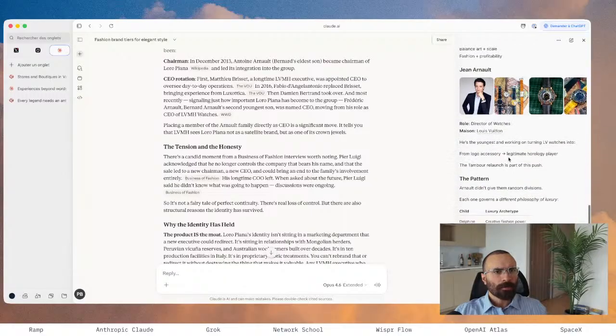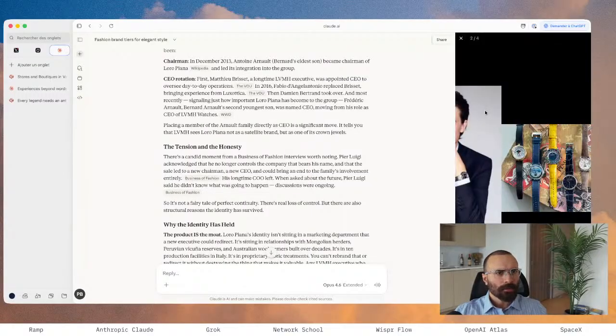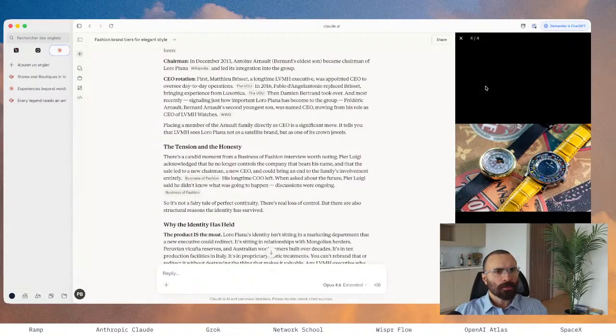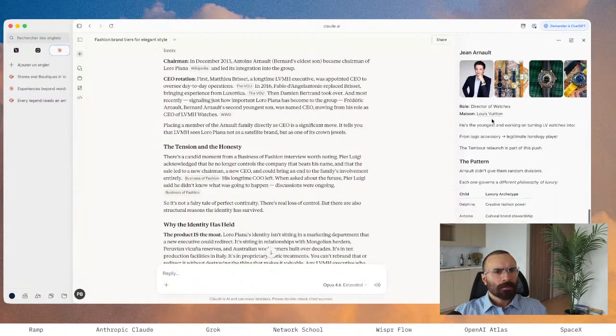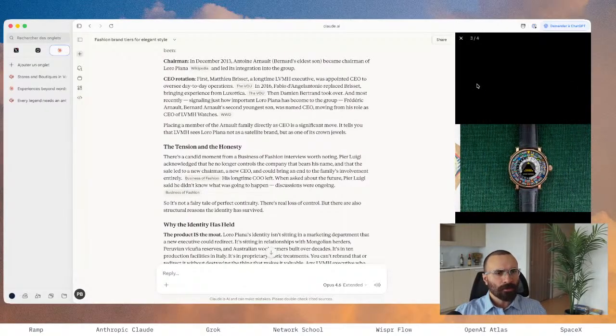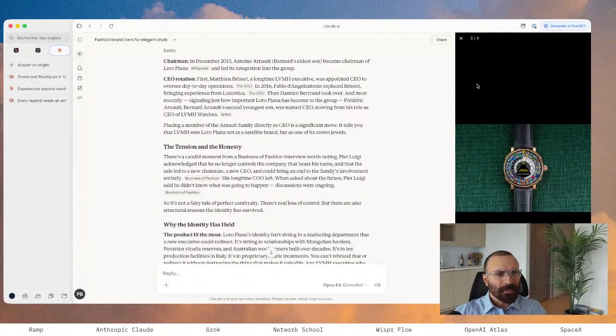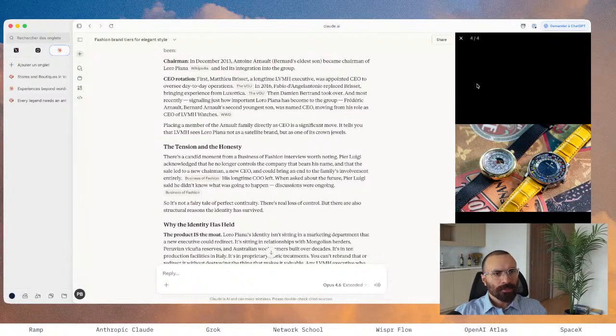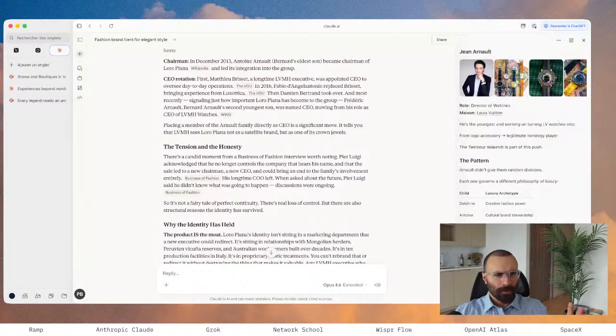Delphine Arnault, Jean Arnault. Jean loves watches. Maison Louis Vuitton, director of watches. He's the youngest and working on turning LV watches from logo accessory into a legitimate horology player. Okay, this is going to be hard because Louis Vuitton is not specifically known for watches. So what you're doing is taking inspiration from other people who have created their identities, and injecting that into this brand.